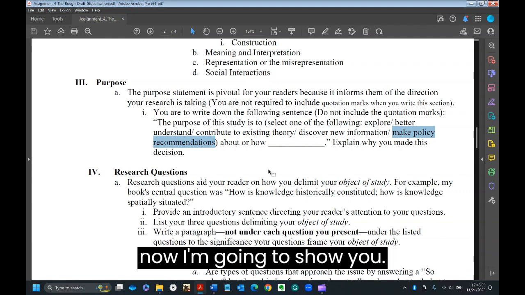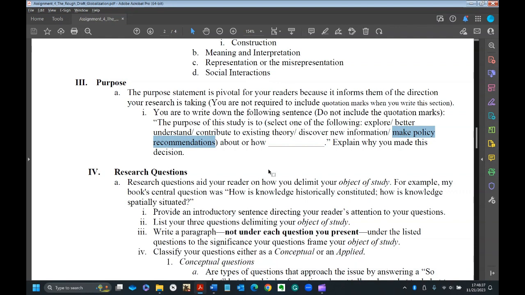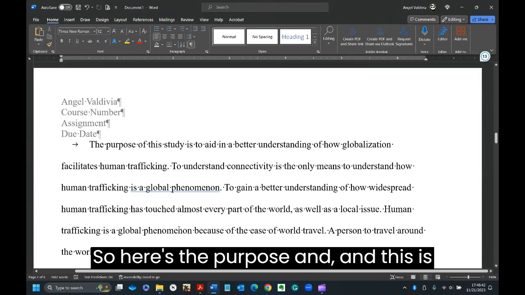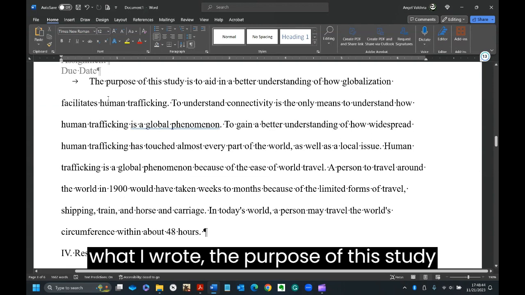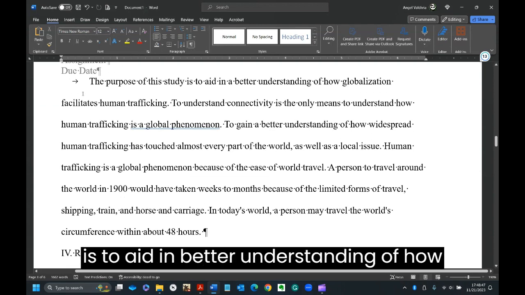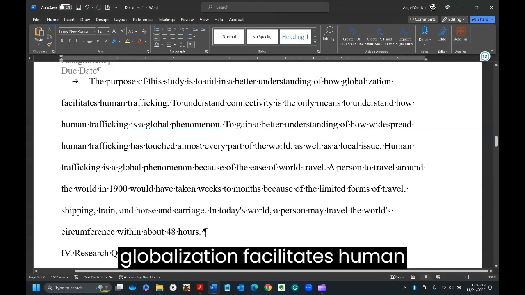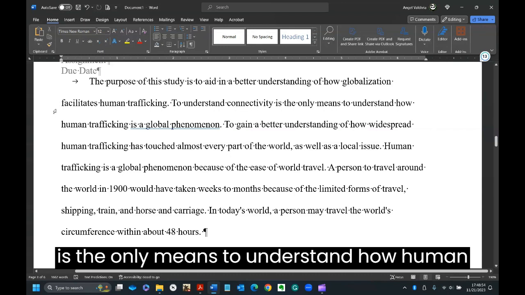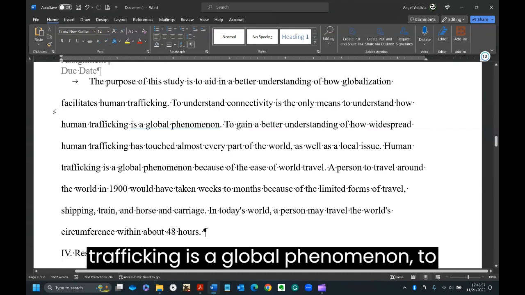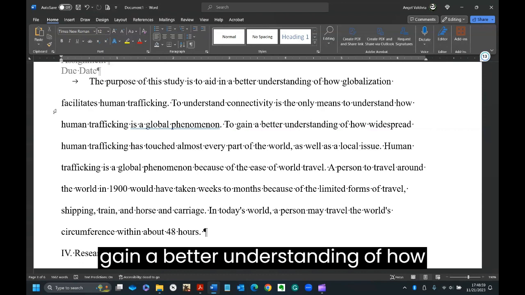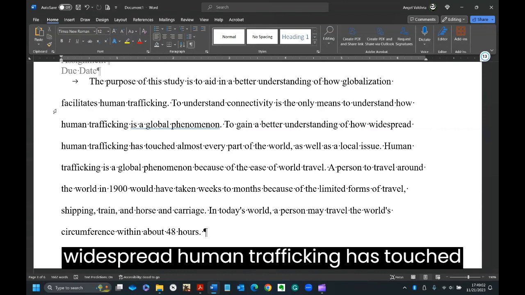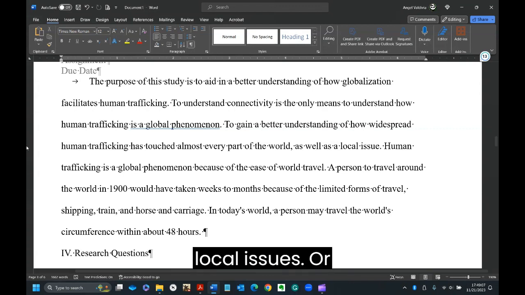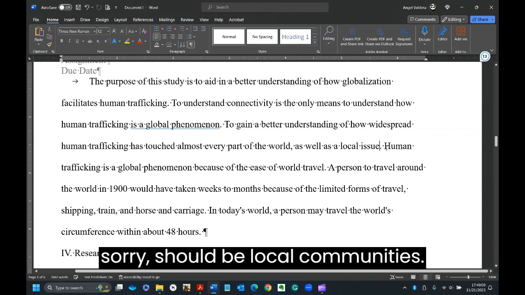And now I'm going to show you my example. So here's the purpose, and this is what I wrote. The purpose of this study is to aid in better understanding of how globalization facilitates human trafficking. To understand connectivity is the only means to understand how human trafficking is a global phenomenon. To gain a better understanding of how widespread human trafficking has touched almost every part of the world, as well as local issues, or sorry, should be local communities.